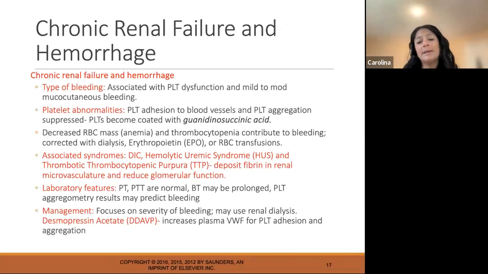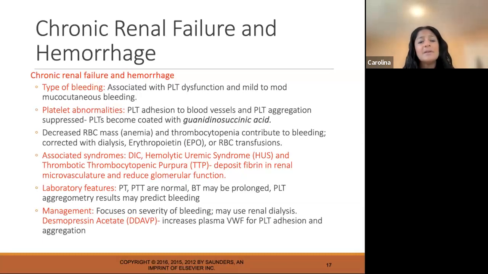Another issue in acquired bleeding deficiencies is having chronic renal failure and bleeding, right? So chronic renal failure is obviously very dangerous. We know the kidneys are very important. You've been learning a lot about the kidneys in your analysis. The type of bleeding that a patient would experience is associated with platelet dysfunction and mild to moderate mucocutaneous bleeding. So there's issues with the platelets functioning correctly, and also you would see bleeding into the soft tissues.